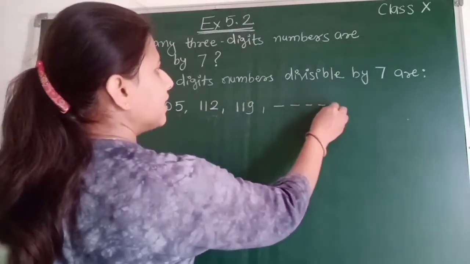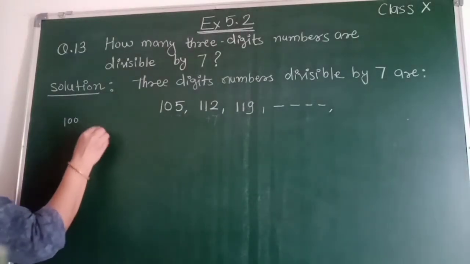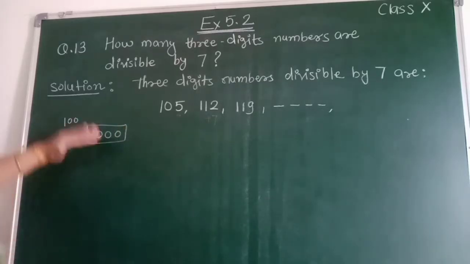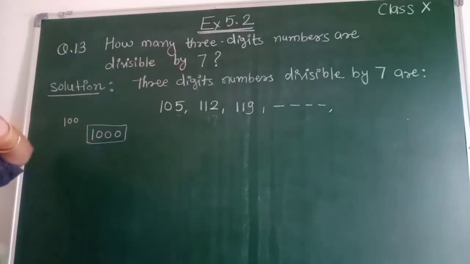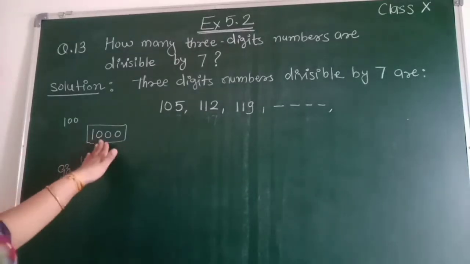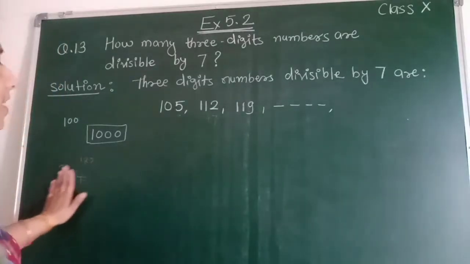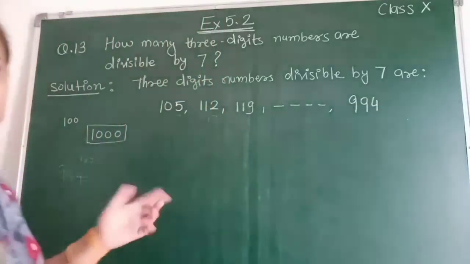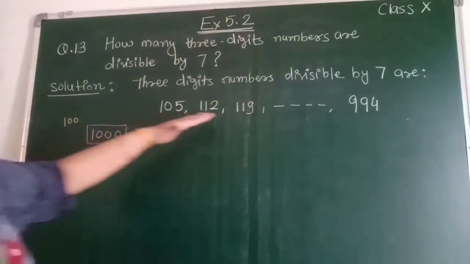Now we will find what the last term will be. As we know, student, the smallest 4 digit number is 1000, and before that, which number is divisible by 7? We have to think about that. Yes, student, before 1000, the number divisible by 7 is 994. You can cancel out and check. 994 is exactly divisible by 7. So this one is our AP.